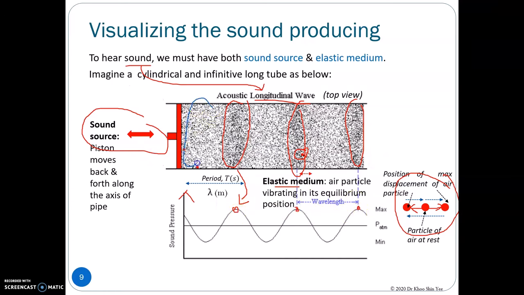On the other hand, if you look at this location, the density of the air particles is lesser. When you measure the corresponding pressure at these three locations, you will see minimum pressure occur at these three regions. And this is due to the rarefaction. Both compression and rarefaction cause the fluctuation of the sound pressure, which is delta P.